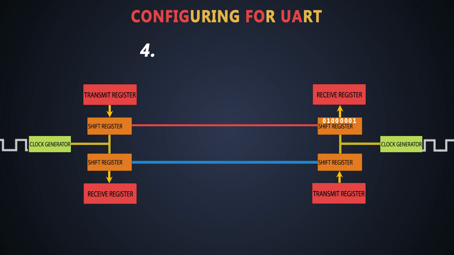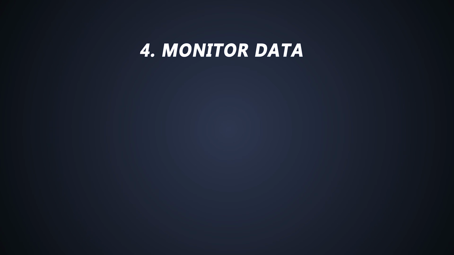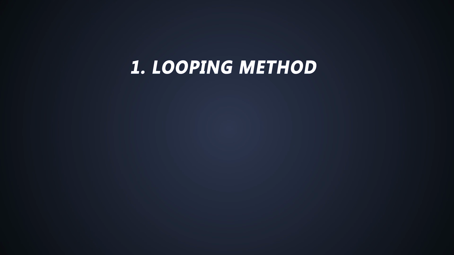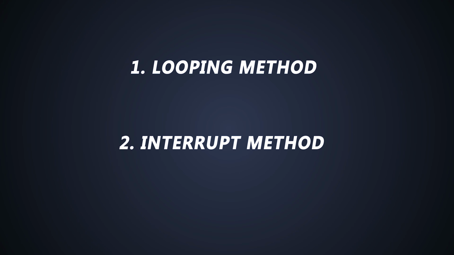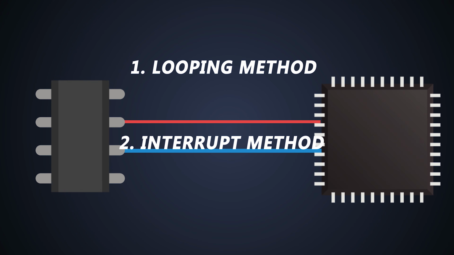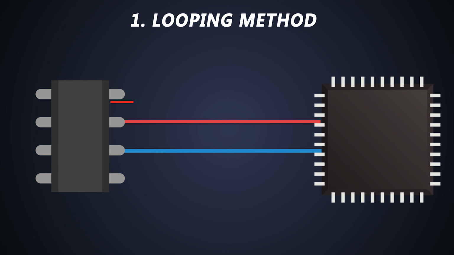And after that, we have to monitor the data transmission. There are two methods to do so. First is the looping method and second is the interrupt method. In looping method, when data needs to be sent, we have to monitor the status bit, which informs whether 8 bits are sent or not. The same goes for the receiver end, where it should monitor until all the data is delivered.